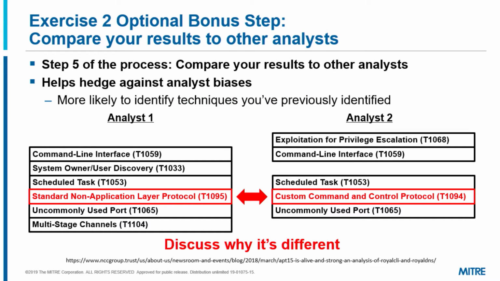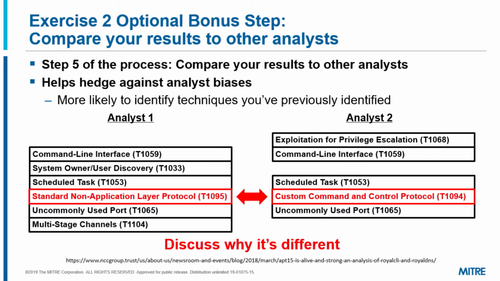We now have an optional bonus step from exercise 2 that you should have taken a couple minutes to work through. As we talked about in our overall overview of the mapping threat intel to ATT&CK process, there's a step 5 that's really important, and that step is comparing your results to other analysts. Let's talk about why that's so important.